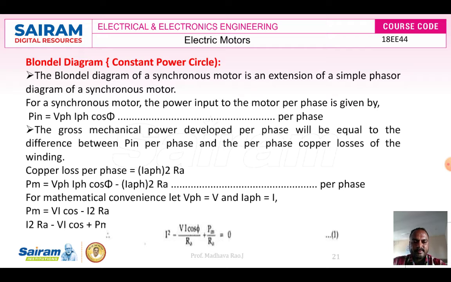In the previous video we have seen the phasor diagram of the synchronous motor. If you extend the simple phasor diagram of the synchronous motor, you will get the Blondel diagram or constant power circle. You know that the power input to the synchronous motor, denoted P in, is equal to V phase I phase cos phi. So it is per phase power, not 3 phase power. The synchronous motor has 3 phases, so per phase power P input is equal to V phase I phase cos phi.